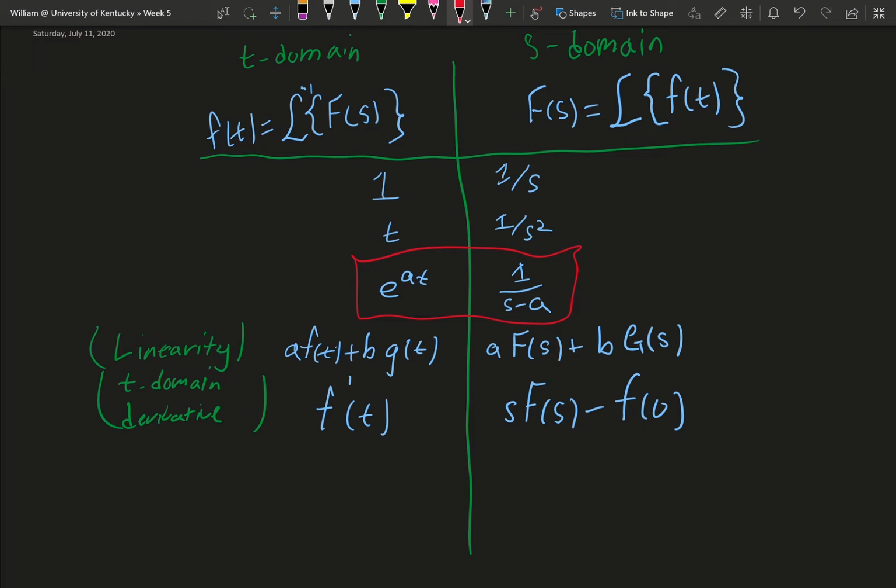And then we have the linearity property, and the one we learned in the last lecture is this t domain. So if we have the derivative of a function, we can express the derivative in terms of the normal Laplace transform.